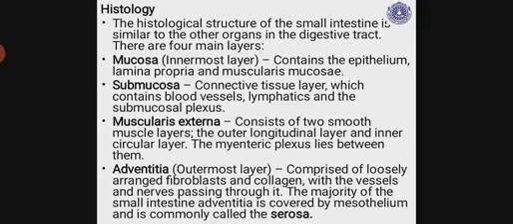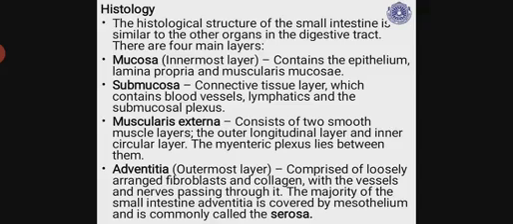Mucosa: it contains the epithelium, lamina propria and muscularis mucosae. The submucosa contains a connective tissue layer which contains blood vessels, lymphatics and the submucosal plexus. Muscularis externa consists of two smooth muscle layers, the outer longitudinal layer and the inner circular layer. The mesenteric plexus lies between them.